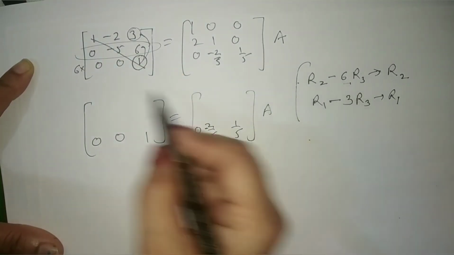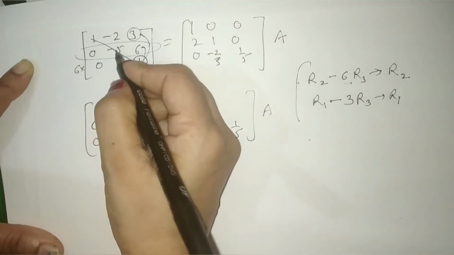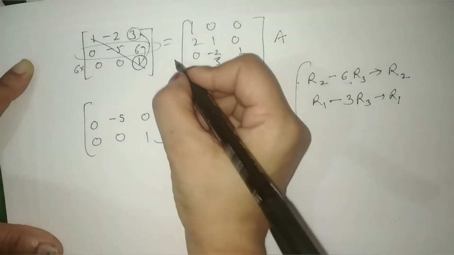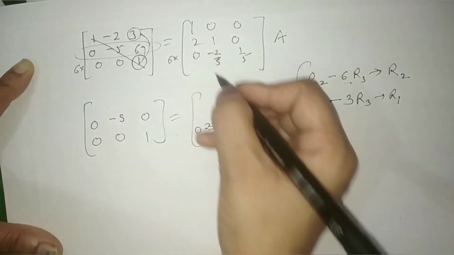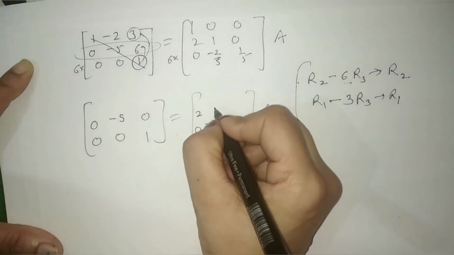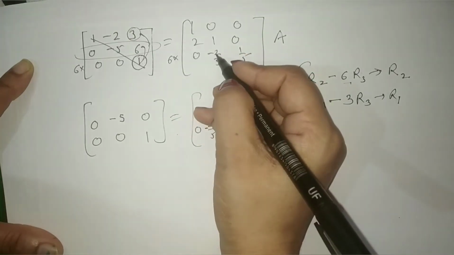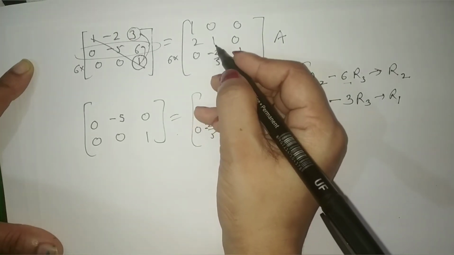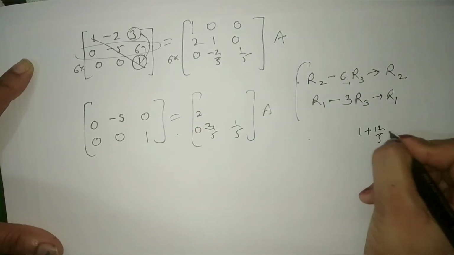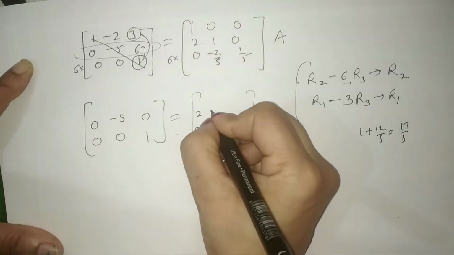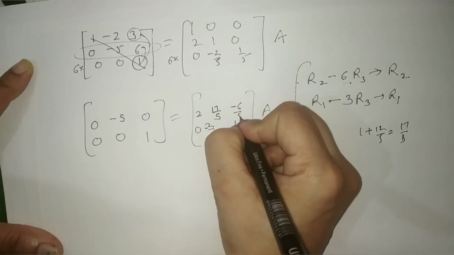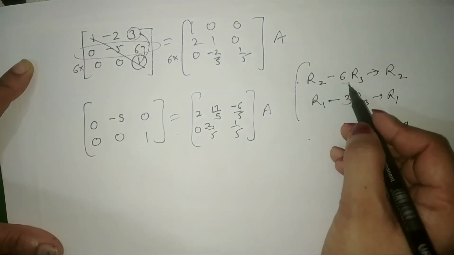This is the operation. So when we perform this, it will be 0, then minus 5, then 0 here. On the other hand also we have to do the same thing, multiplied by 6 and subtracting. It will give us 2. Then this will be, because we multiplied by 6, minus 12 upon 5, 1 minus 12 upon 5 will give 17 upon 5. So this will be 17 upon 5, and here it is 6 upon 5, performing the same operation.